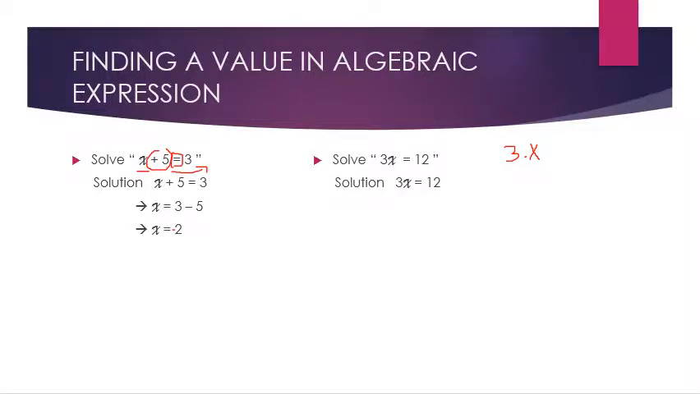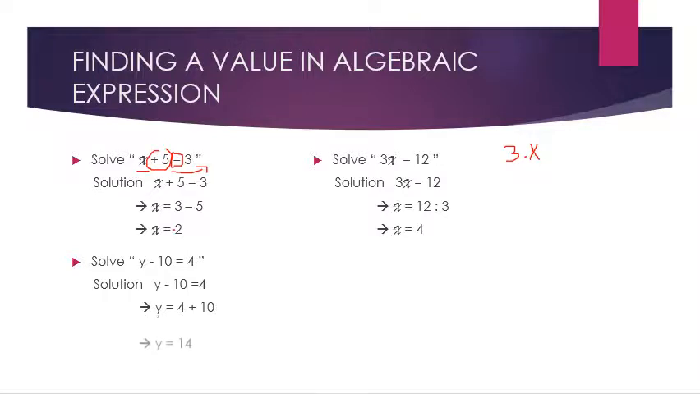So when we try to solve this, we need to find the opposite of multiplication, and the opposite of multiplication is the operation of division. So x equals 12 divided by 3, which equals 4. Now we need to find y minus 10 equals 4. And the opposite of subtraction is addition. So we change it to y equals 4 plus 10, where we get y equals 14.